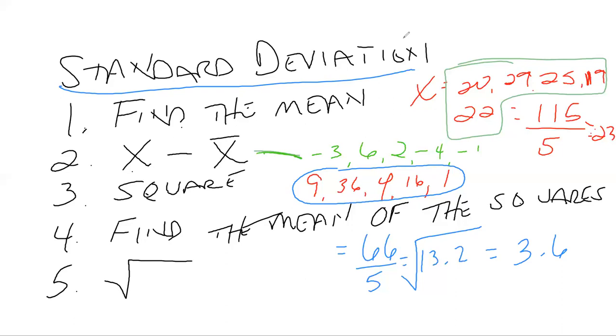What that means is that all of these original numbers are about 3.6 units away from the mean. Not huge, not a big problem. Make sure you pause this or rewind it and go back through when you get to the problems in your assignment on how to find the standard deviation.